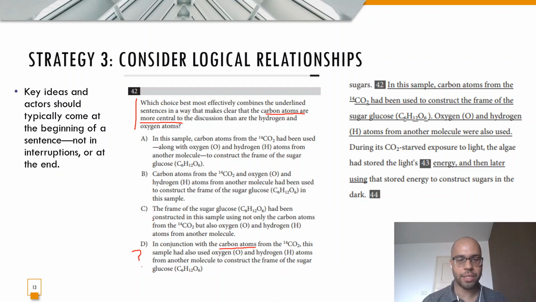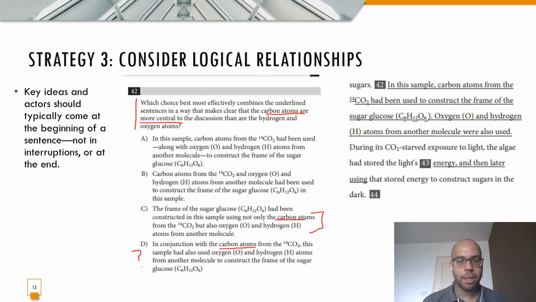All right, let's take a look at C. So the frame of the sugar glucose had been constructed in this sample using not only the carbon atoms from the CO2, but also the hydrogen and oxygen atoms from another molecule. Well, my problem with something like this is that using a construction like "not only but also" doesn't necessarily imply that the first thing you say is more important than the second thing. So this doesn't necessarily show that carbon atoms are more central. Maybe just a little bit because they're coming first, but I don't feel like it's a super strong way of saying carbon atoms are more central.